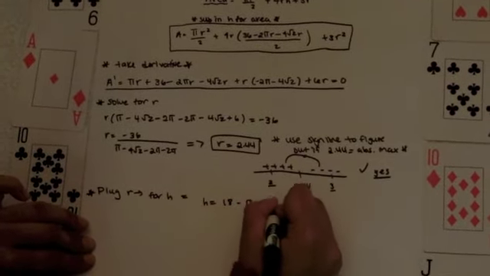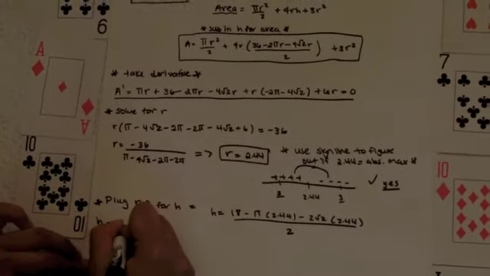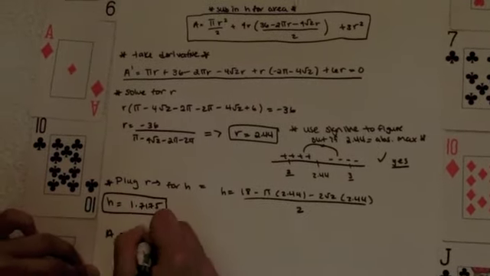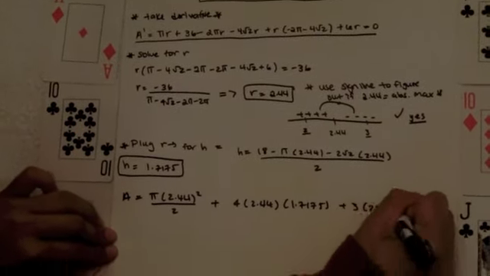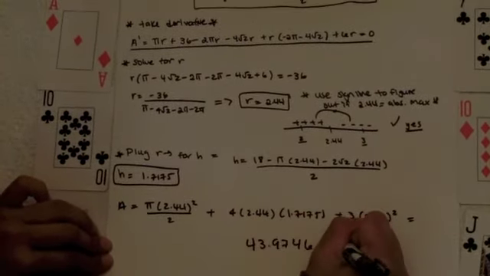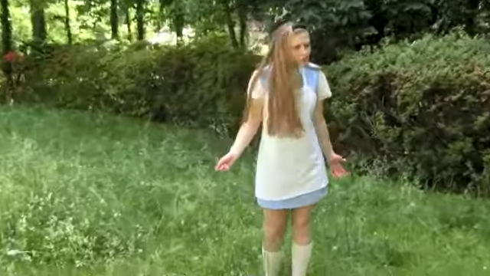So we plug r back into the h equation, and we figure out that h is equal to 1.7475. After, we plug h and r into the area equation, and we finally figure out that our area is 43.9746 meters squared.